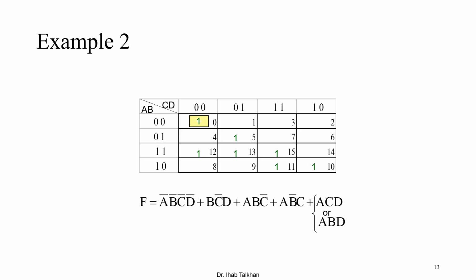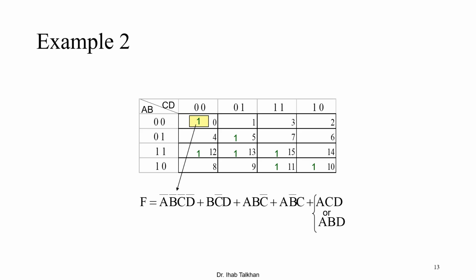As you can see, the first one we have is in cell 0. Cell 0 has nothing adjacent to it, so we have only 1 inside cell 0. No one can tell me that 0 is adjacent to 10, because you don't go diagonal. 0 should be adjacent to number 2 or number 8, but this is not the case. So cell number 0 represents the first term, which is a bar, b bar, c bar, d bar. This will be the first essential prime implicant.